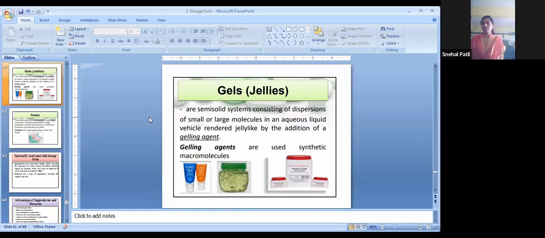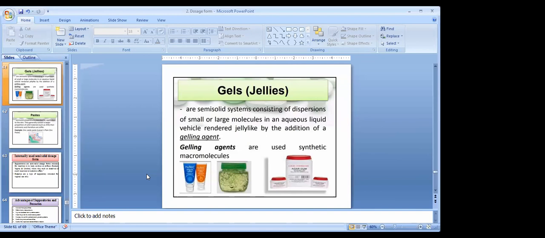So it is a semi-solid preparation containing a dispersion of small or large molecules in an aqueous liquid vehicle, made jelly-like by the addition of a gelling agent. Gelling agent is nothing but synthetic macromolecules. An example of a gelling agent is agar gum. In daily life, we use hair gel. These are examples of jelly or gel. You understand?